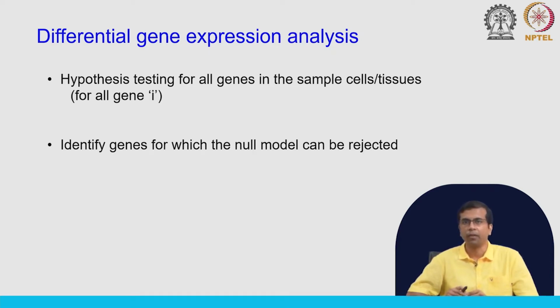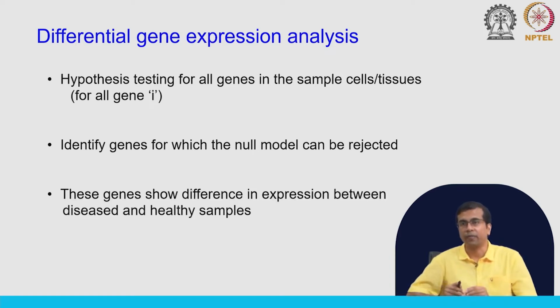When you do the hypothesis testing, we have a null model and also an alternative hypothesis. The null hypothesis is that there is no difference in expression of gene i between the samples. These samples could be disease versus healthy, control versus treatment, etc. Based on this hypothesis testing we get the statistical significance, the p value, and based on that p value we can decide for which genes we can reject the null hypothesis. This helps us identify the genes that show difference in expression.